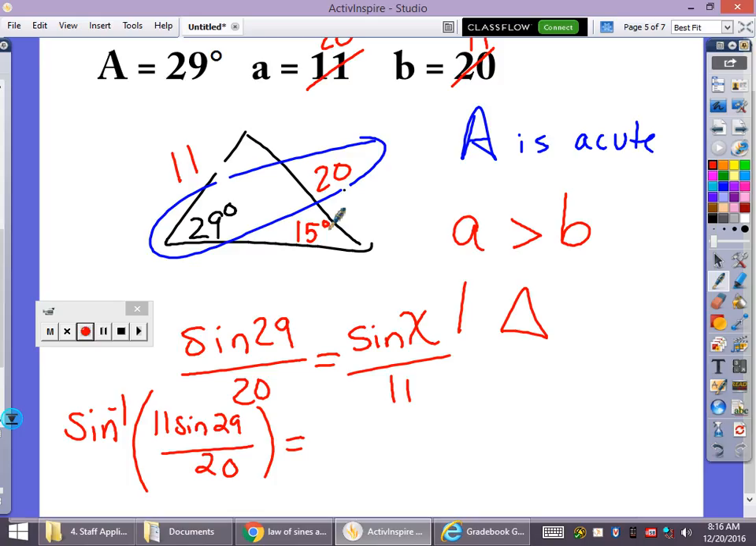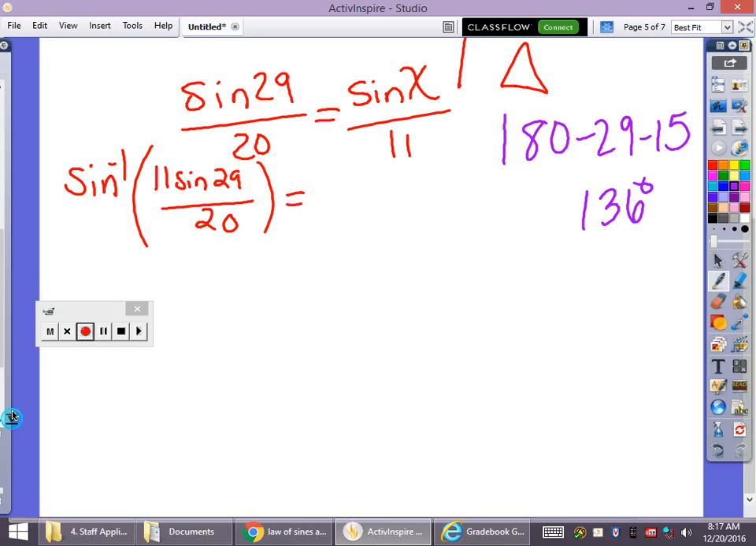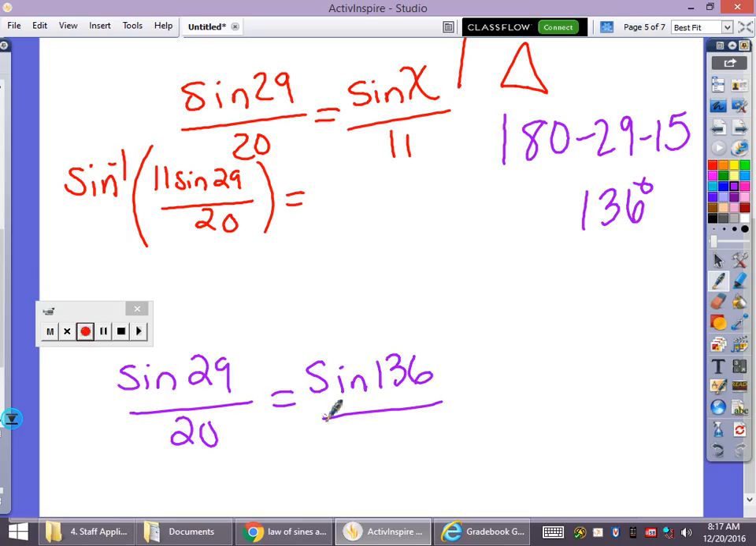Okay, so how do I find this up here? Excellent. You've been doing that since middle school, maybe even elementary school. 180 minus 29 minus 15, which is 136. Okay? I can now use that to find little baby x. Okay? Set up the proportion for me. What would it be? Sine of 29 over 20 is equal to the sine of 136 over baby x.